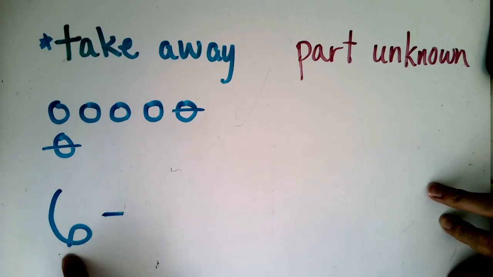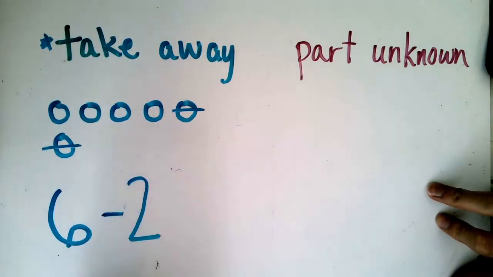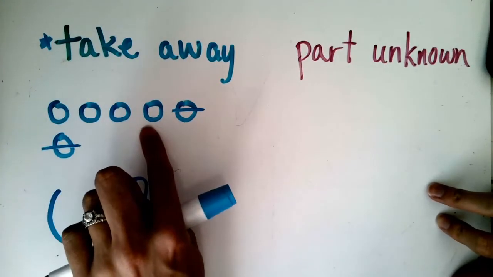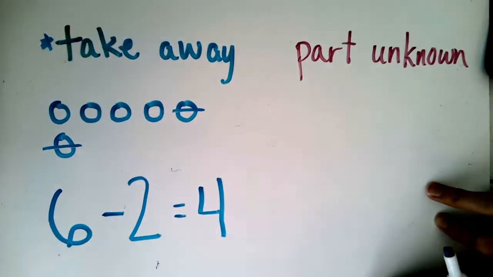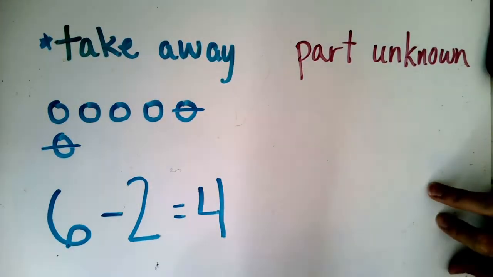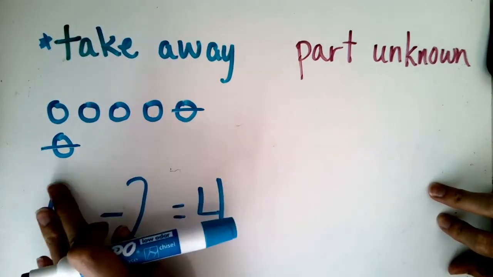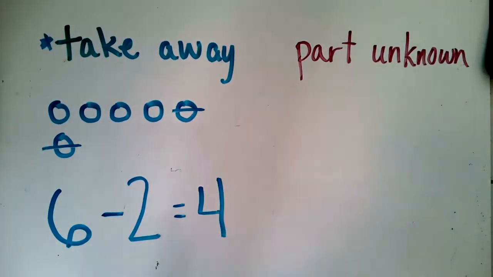We had 6 children minus how many left? 2, and that equals how many? Now in order to find my answer, I can look at the circles in my picture that are left. I see 1, 2, 3, 4 are left. So 4 children are still at the sleepover. Great job! That was a takeaway problem because in the story there were a whole of something and then some went away. So I took a part away. Let's do a part unknown together.